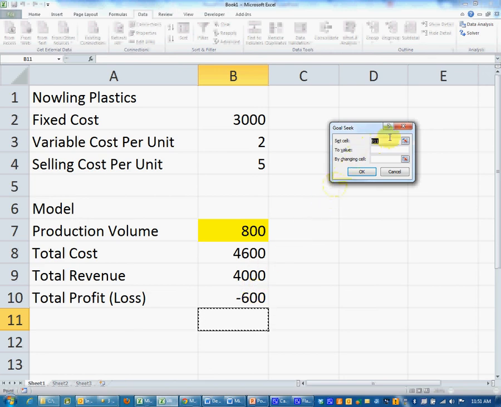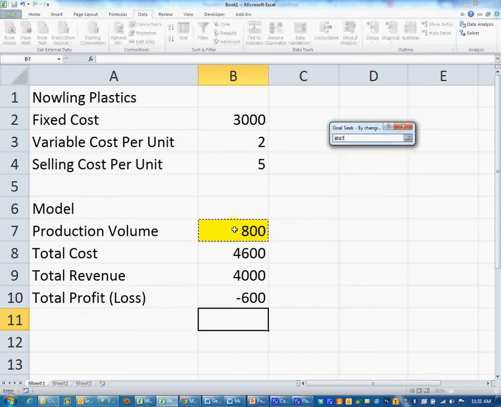So we're going to set our profit loss cell. Make sure you've got this selected, and you can type it in or just select the cell. Then go to the line right below it and just type 0. Which cell do you change to get there? Remember, we highlight the changing cell in yellow. So we're going to highlight the changing cell. Okay, I'll wait till everybody catches up.